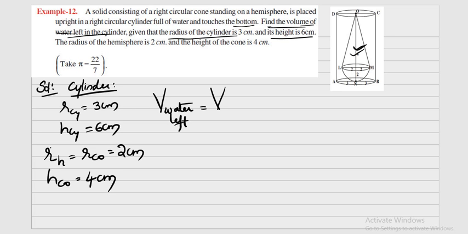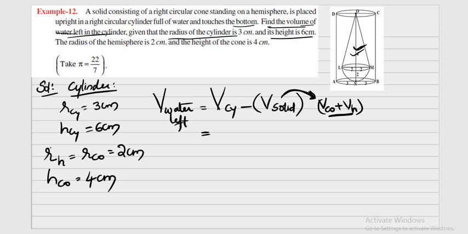So the amount of water that is left inside this particular cylinder is given by the volume of the total cylinder minus the volume of that particular combination of solids. This combination of solids is nothing but the volume of cone plus the volume of hemisphere, right? So this volume of solid is given by the combination of these two solids.